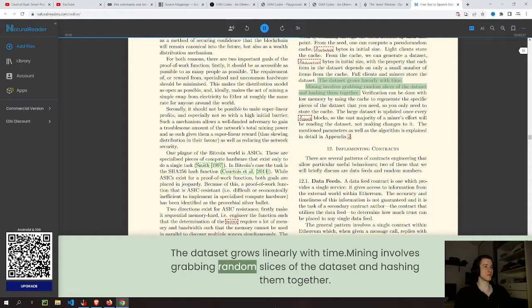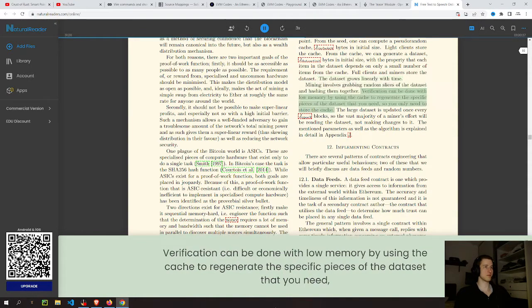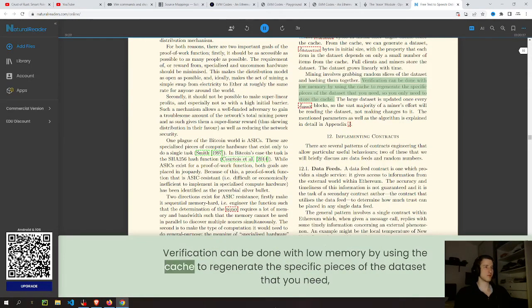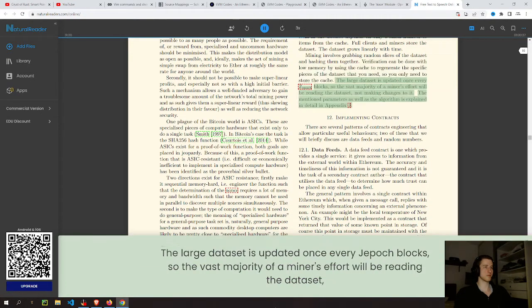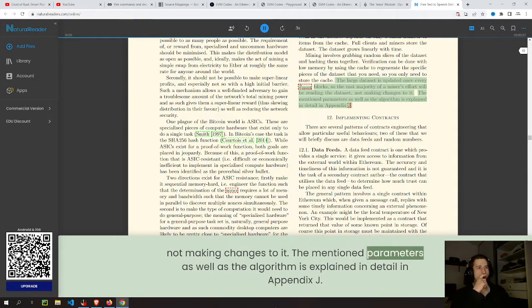Mining involves grabbing random slices of the dataset and hashing them together. Verification can be done with low memory by using the cache to regenerate the specific pieces of the dataset that you need, so you only need to store the cache. The large dataset is updated once every J_epoch blocks, so the vast majority of a miner's effort will be reading the dataset, not making changes to it. The mentioned parameters as well as the algorithm is explained in detail in Appendix J.